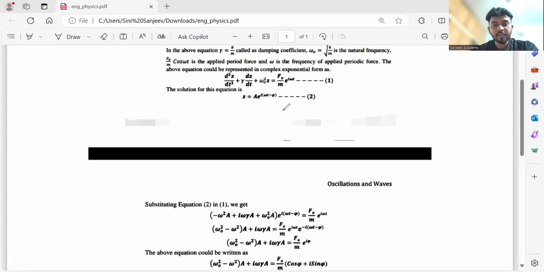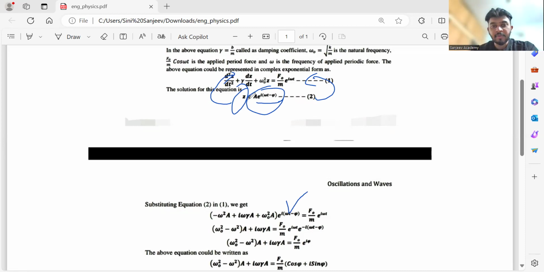So substituting 2 in 1, substituting the z value. We can see the z value here, so wherever z is there, put a e power i omega t minus phi. That's all, I'm not going to do anything else. And e power i omega t minus phi is a constant, so I can take it outside. I have taken it outside.